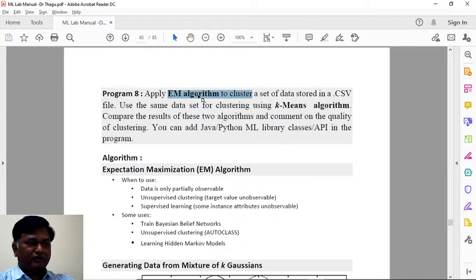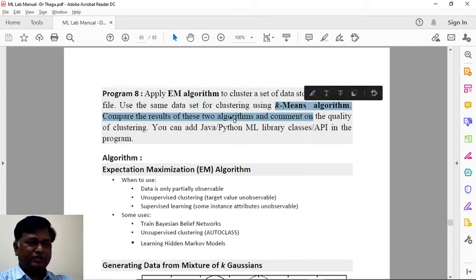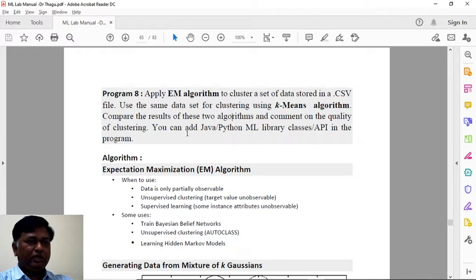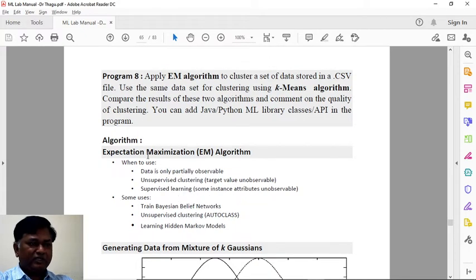What is the accuracy of EM algorithm? That you have to compare with k-means algorithm. So same data set you apply with k-means algorithm, compare the result of two algorithms and comment on the quality of clustering. So out of these two clusterings, which clustering is good? That will identify. What is EM algorithm?